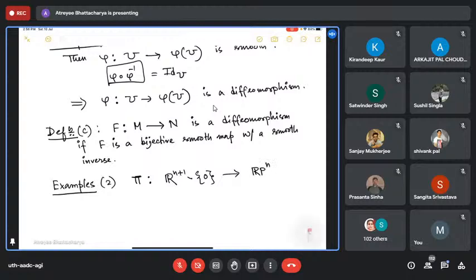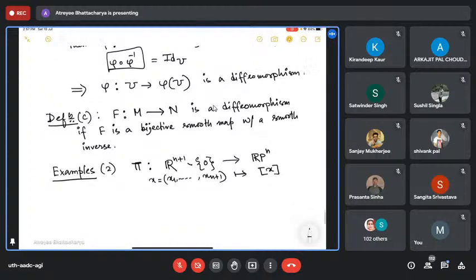We took a non-zero point in Euclidean (n+1)-space, say x = (x1, x2, ..., x_{n+1}), and we mapped it to its equivalence class, where x and y are equivalent if they lie on the same line. That means x equals lambda times y for some non-zero real number lambda. So we want to prove that the projection is a smooth map.